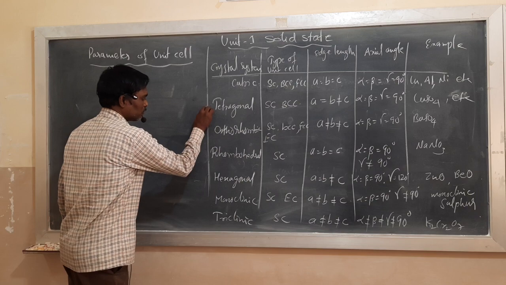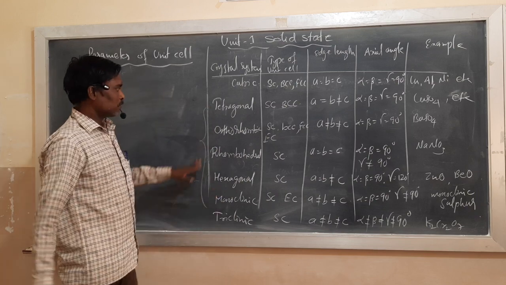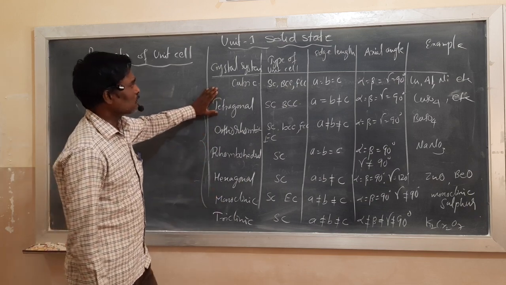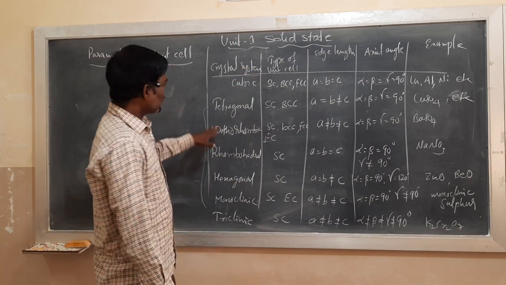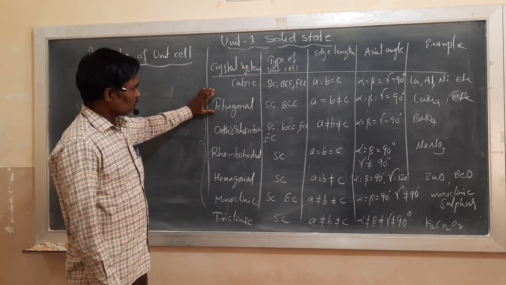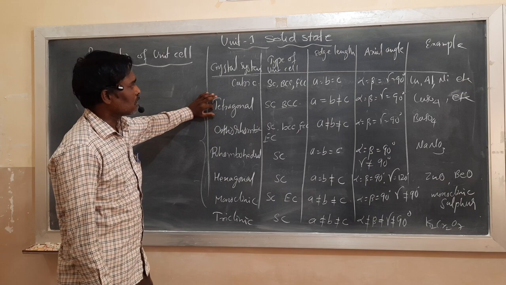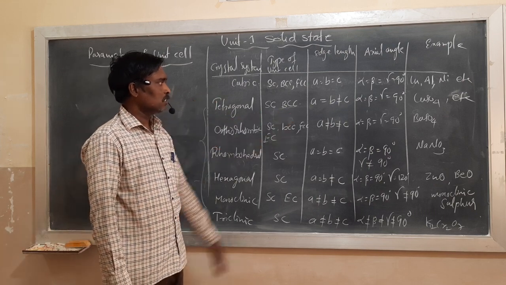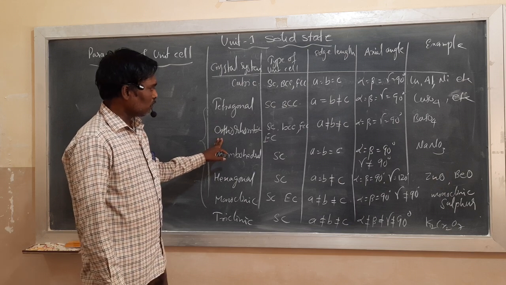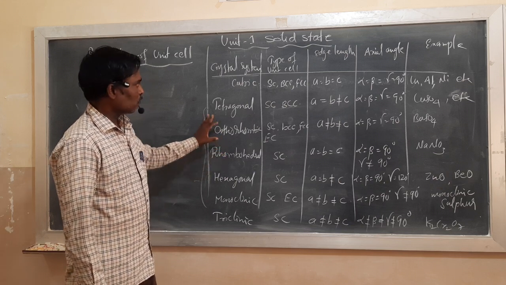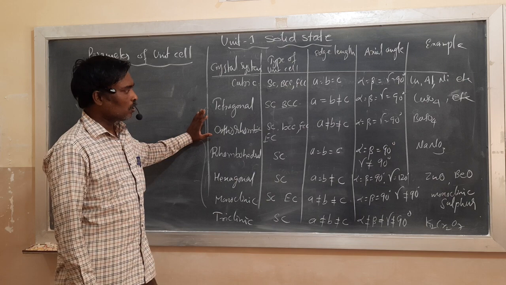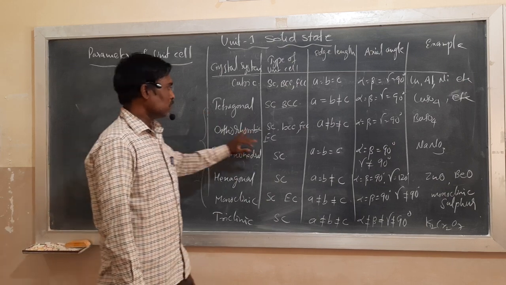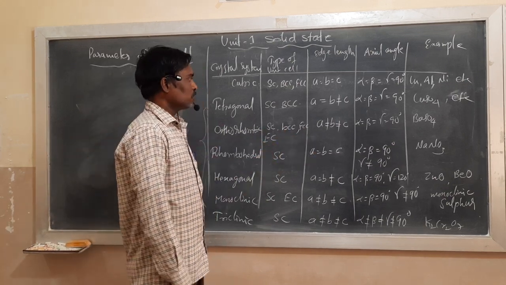These systems we will now study in second year. We will discuss only the cubic systems. Then also, we go through these crystal systems. That is tetragonal. Tetragonal has only two types of unit cells, SCC and BCC. And orthorhombic is one of the crystal systems which has all types of unit cells. That is simple, BCC, FCC, and EC.